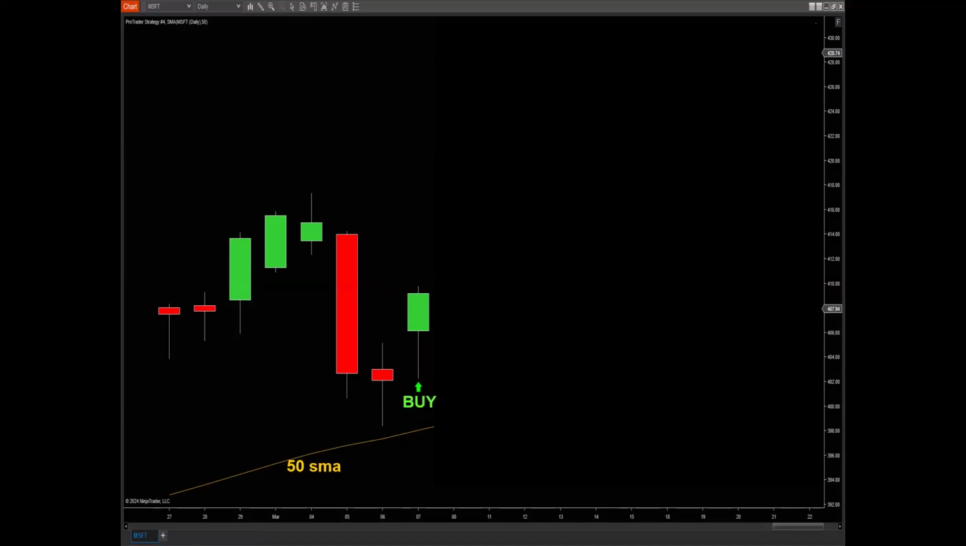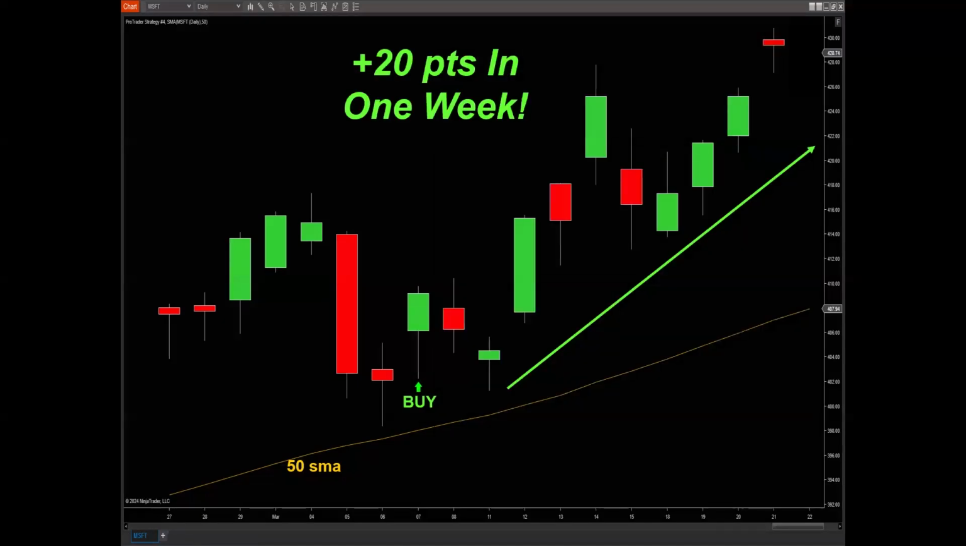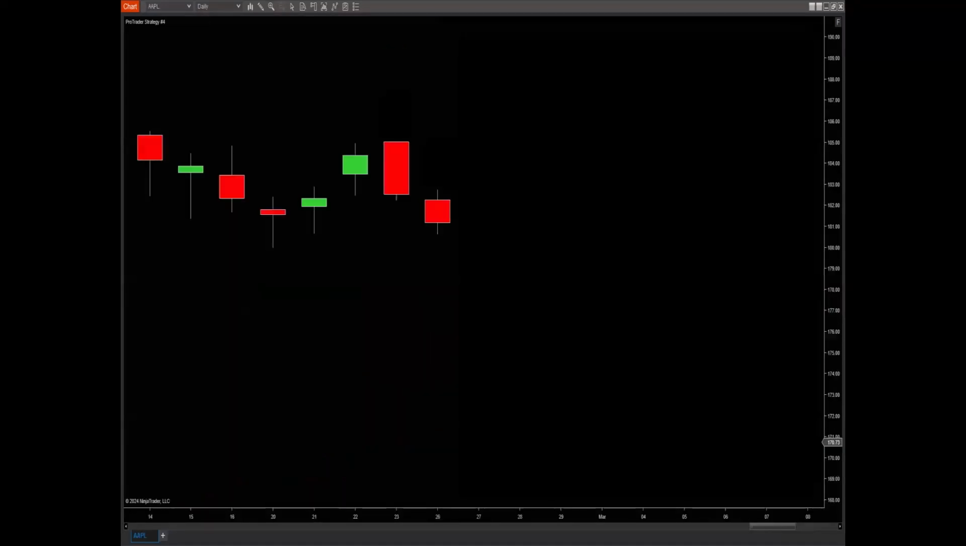Okay, so a buy signal was generated right here in Microsoft, and the stock rose 20 points in 1 week. Remember, in the course, we teach you different exit points, different stop placements as well, and the entries as well, too.